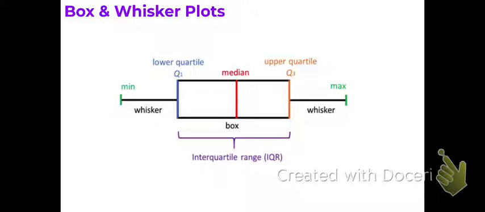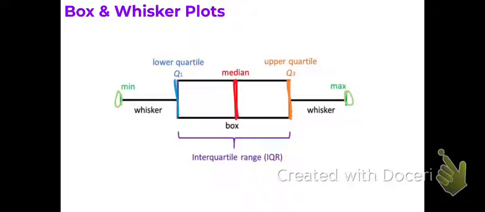And lastly, let's talk about box and whisker plots. So this is a box and whisker plot. It goes from the smallest number to the biggest number. So the numbers might go from 50 to 190. The line in the middle here is called the median. The line in the middle of the box is always the median. And then you have your first quartile and your third quartile.